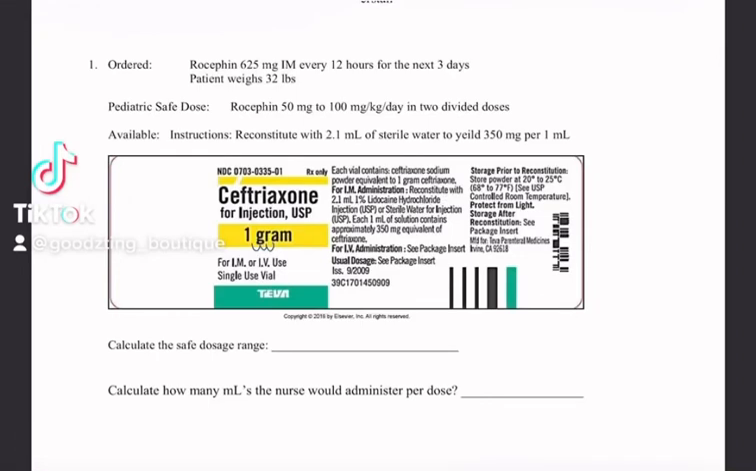So today we're going to be doing some peds math. I'm going to show you guys what I do in the beginning when I read my questions, so that it'll make my life easier at the end. So pretty much ordered is Rocephin, 625 milligram IM. It's supposed to be given every 12 hours. As you could see, I said times 2 because there are 12 hours in one day, and it should be given for the next 3 days.